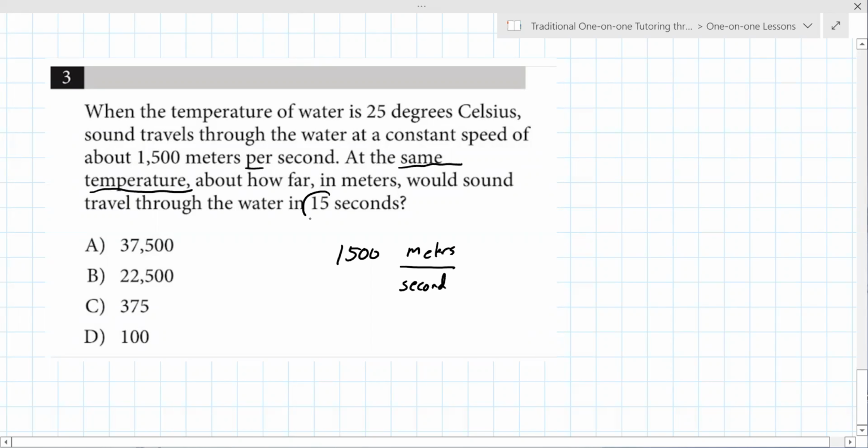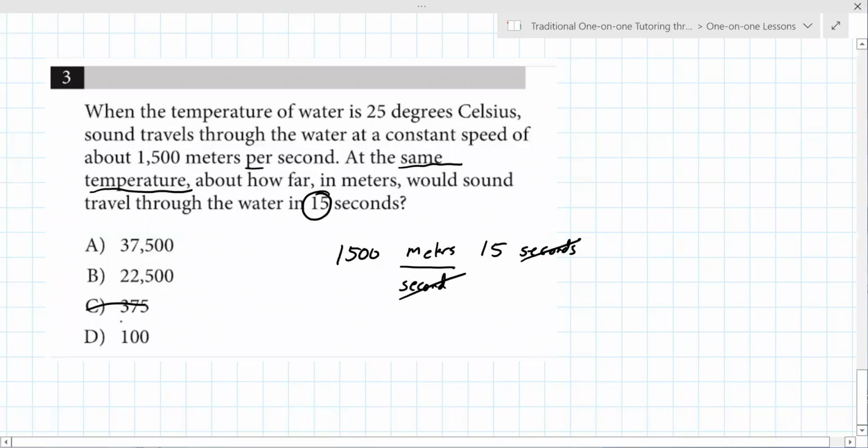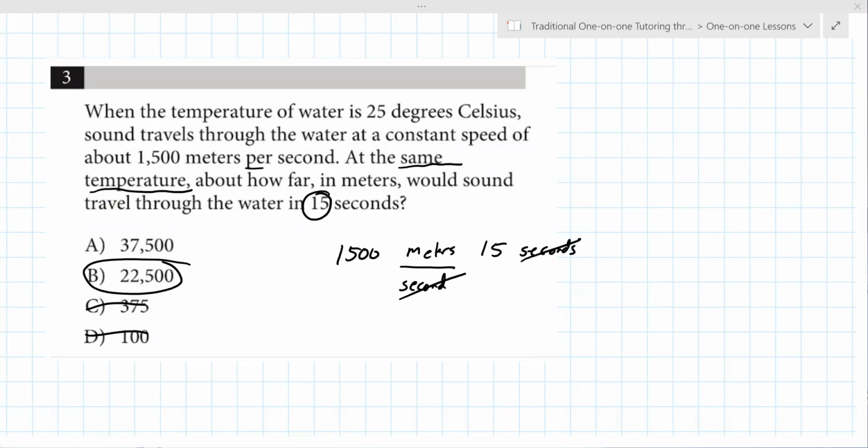How long do they want to know this for? 15 seconds. So notice how the units cancel. Maybe you wrote this down, maybe starting to see that. Yeah, and I just multiplied 1500 by 15. Yes. Now the only two possible answers that could be are A and B. It's B. Yeah, I was going to show you a technique, but you got it. That probably is not a calculator problem. So just keep that in mind.